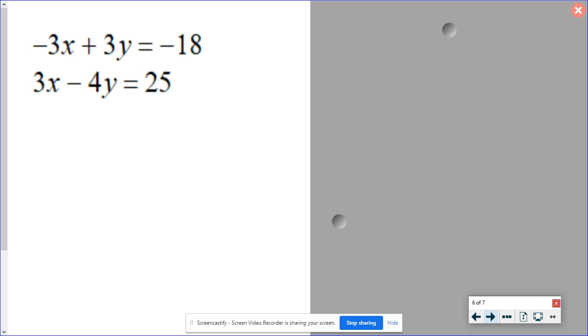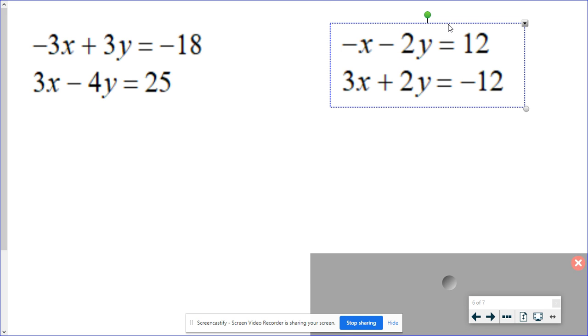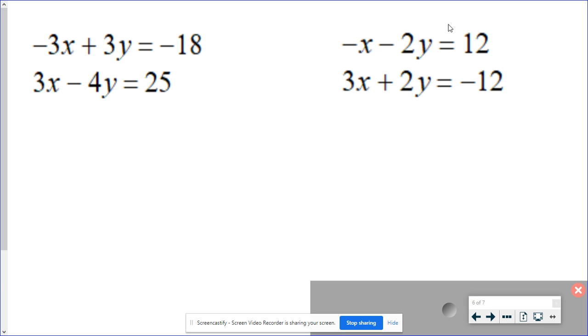I have 2 more problems, but I think just one more is probably going to be good enough. So actually, I'm going to choose to do this one. I don't know why I can't get that box to unclick there. There we go. When I add these two together, the y's are the opposites. So negative 2y, positive 2y, gone. Negative 1x plus 3x is going to be 2x. 12 minus 12 is 0.